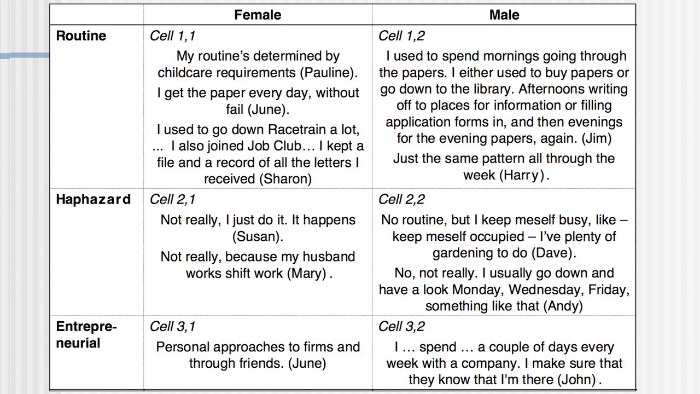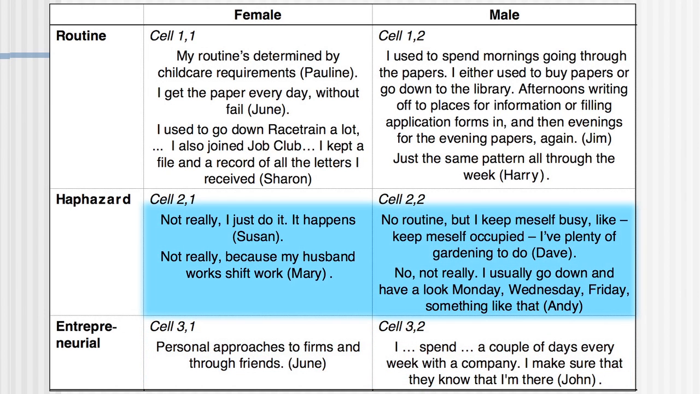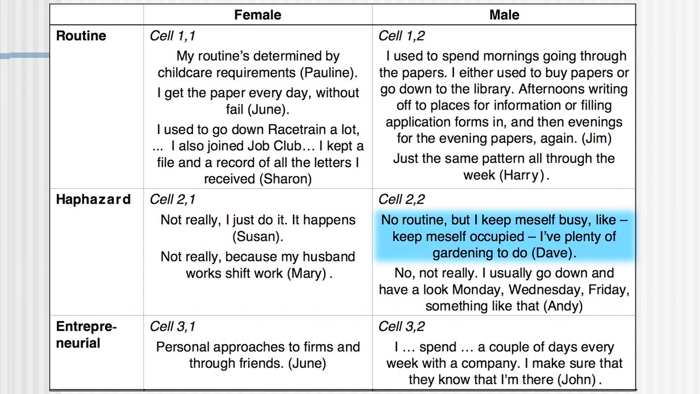And you can also compare across rows by looking down here at the entrepreneurial approach. So these are much more enterprising ways in which they go out and look, set up jobs and keep contacts going and so on. In the middle, these haphazard ones sometimes look, sometimes don't look and so on. Dave obviously prefers his gardening, so not really serious looking for work. And so on. So no clear pattern.